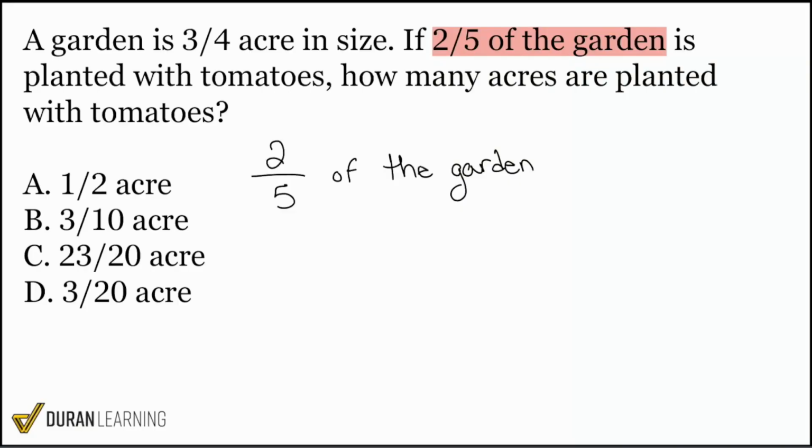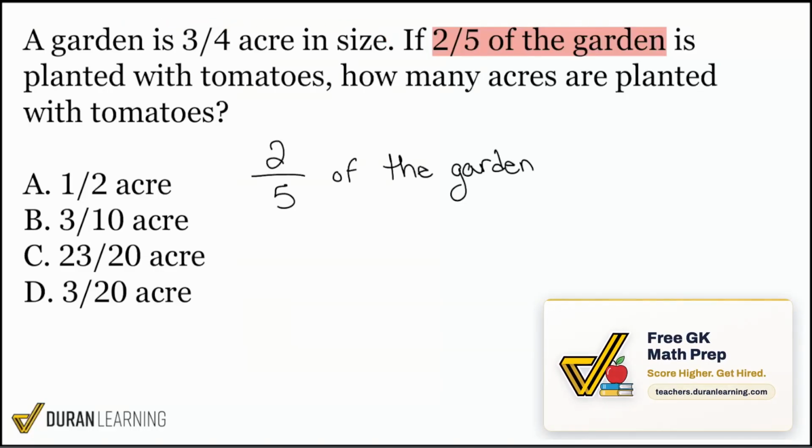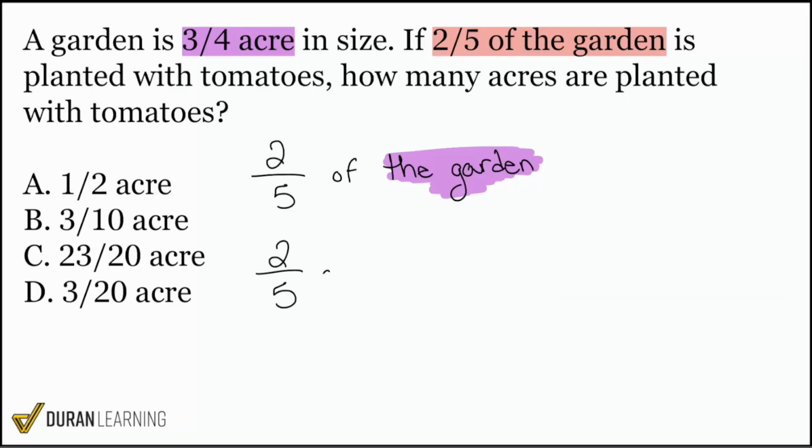Everybody, quick question. How many acres is the garden? We see that the garden is given to us right there, and it says a garden is 3/4 of an acre in size. Let me highlight that. So I'm going to replace the garden right here with 3/4. So we have 2/5 of 3/4 of an acre.